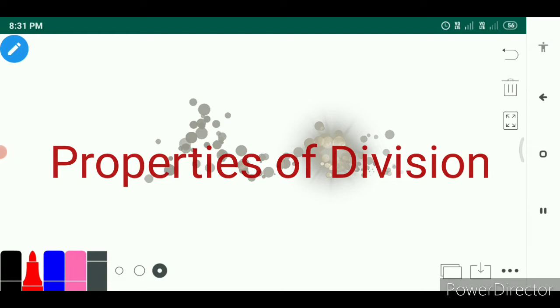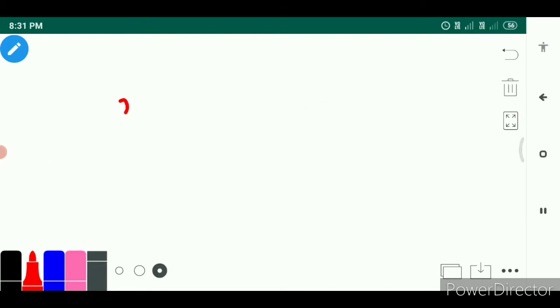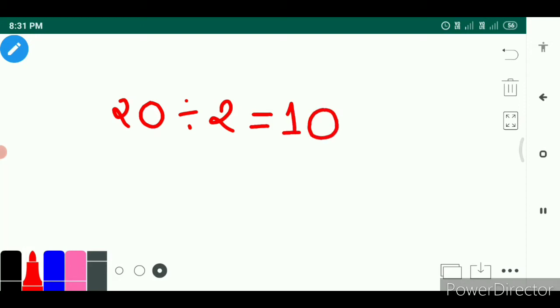Okay, so let me show you one division. Suppose we need to divide 20 by 2. If I divide 20 by 2, what will be my answer? So my answer will be what? 10, right?